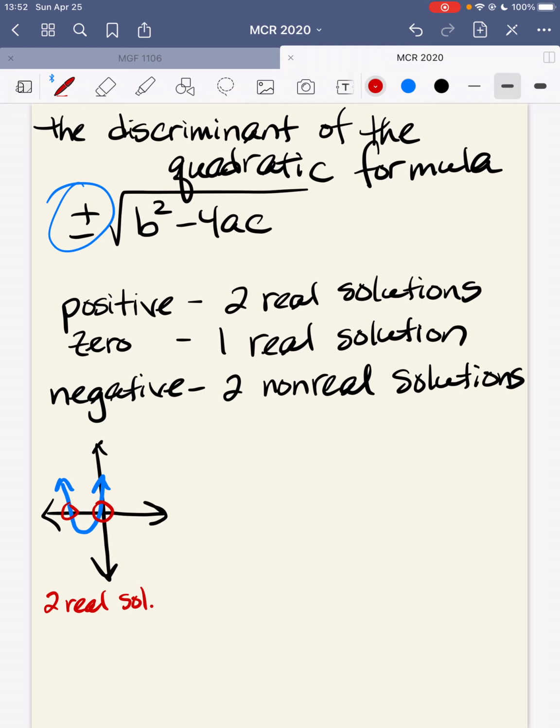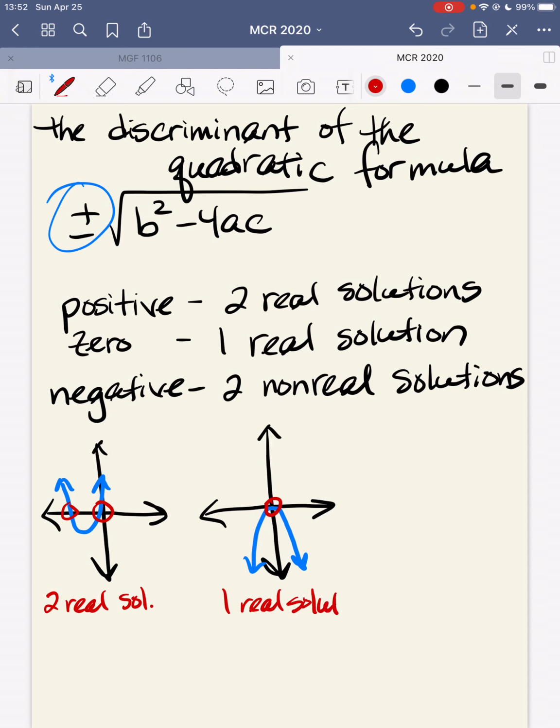All right? If I have a 0 under the radical, what that means is my parabola is only hitting my x-axis at one point, which is 0. Okay, so this is my 1 real solution. My vertex, or my highest point in this case of my parabola, is at the origin.